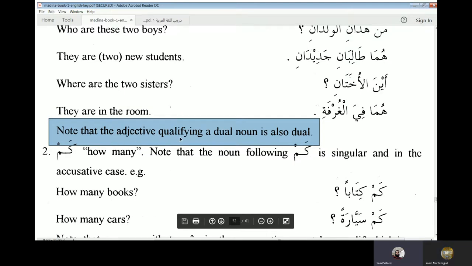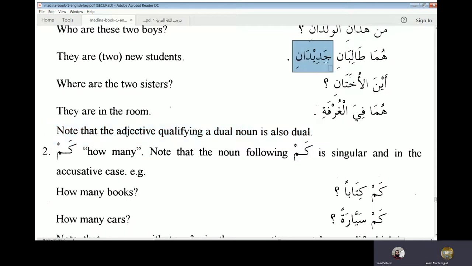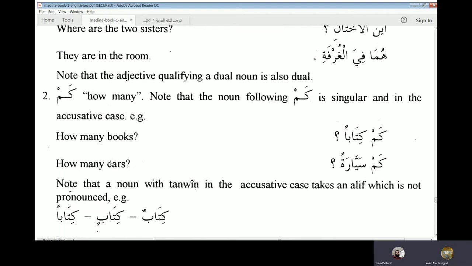Note that an adjective qualifying a dual noun is also dual. For example, jadidani is an adjective, so that's why it is dual also. On a normal occasion you use jadid, but here you have used jadidani. So the adjective will also be dual with a dual noun.